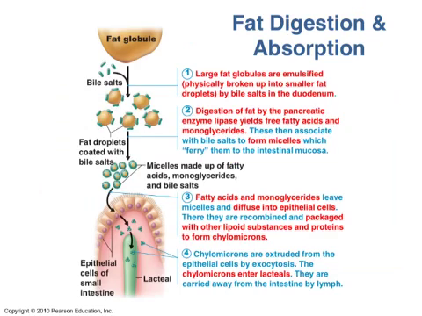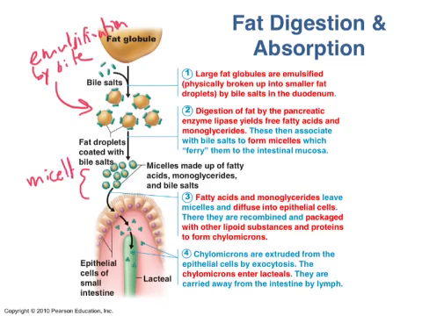This is another way of looking at fat digestion and absorption. Here we're looking at the role of bile. So you've got emulsification by bile, and that is forming these little droplets called micelles. Micelles are basically fatty acids and monoglycerides packaged together with bile salts in the lumen of the small intestine. Micelles are only in the lumen of the small intestine.